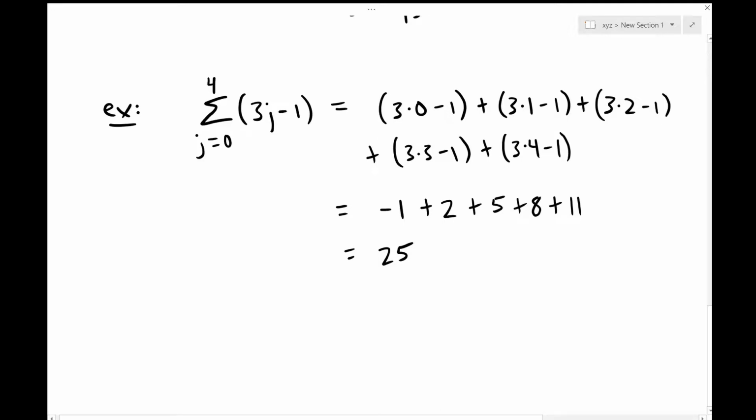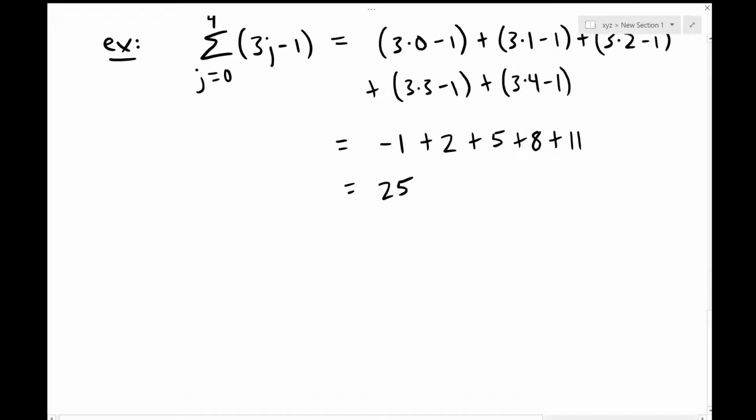So again, we may not start with the first number being 1 that we plug in. We could start at any number. In this case, we were starting with j equals 0. And we could start with other values as well. So as another example here, let's take the sum, let's say, as n goes from 3 to 7 of n squared.